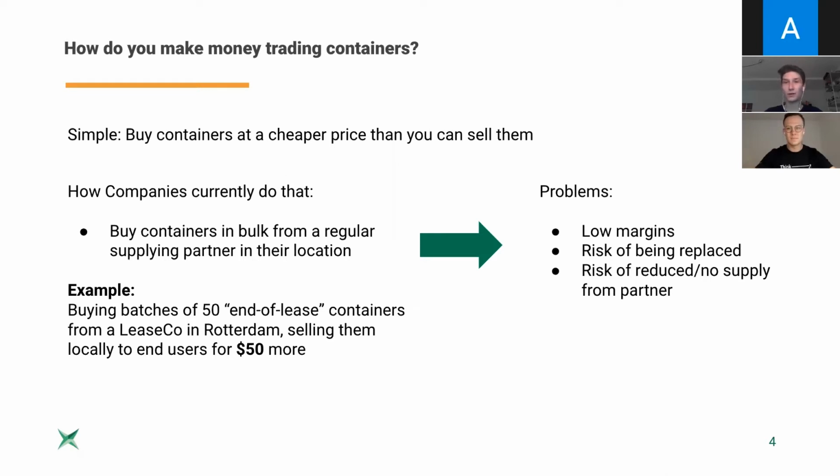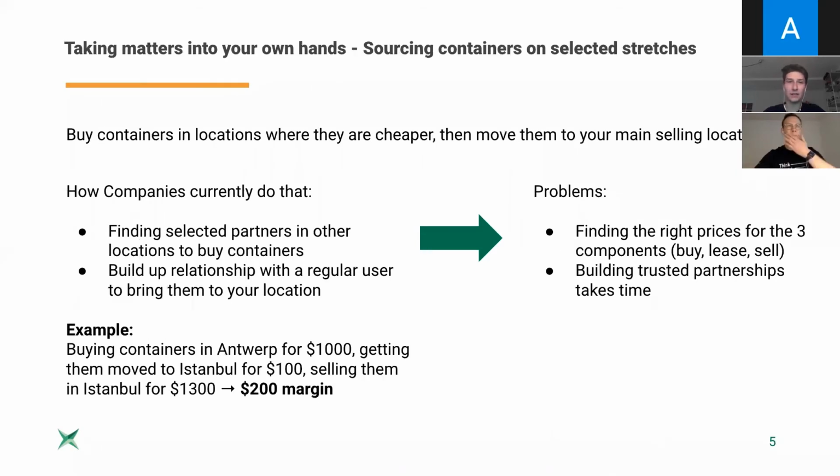Those are a few of the problems, and there are already innovative container traders who found a solution: taking matters into your own hands, which in our case means sourcing your containers yourself, and ideally sourcing them not only in your target location but from other places, using selected stretches to bring containers from A to B. The general idea is still that you buy containers where they're cheap, but then you don't sell them in the same location. You move them to, for example, your main selling location, and sell them there for a higher price.